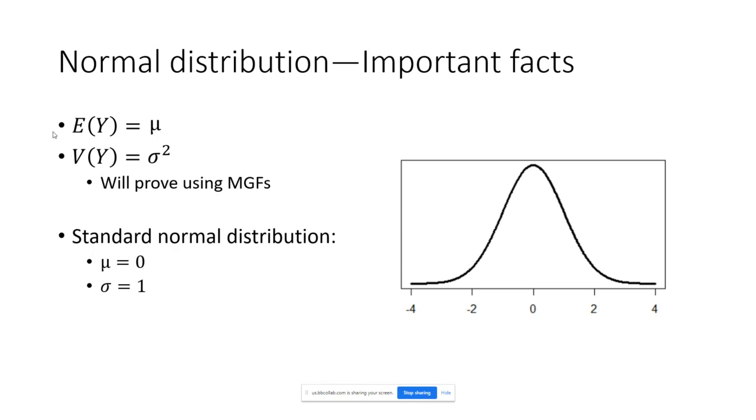One important normal distribution to be aware of is the standard normal distribution. So this refers to a normal distribution that has a mean of 0 and a standard deviation of 1. So here's what that looks like.